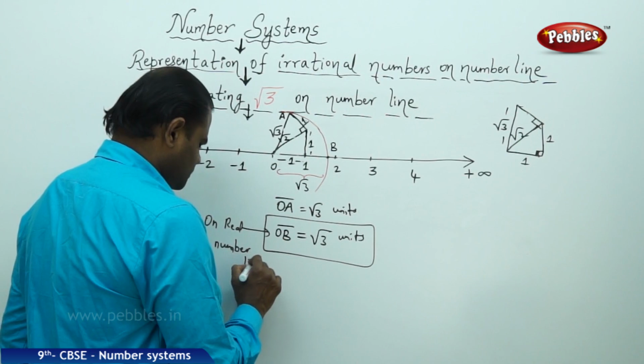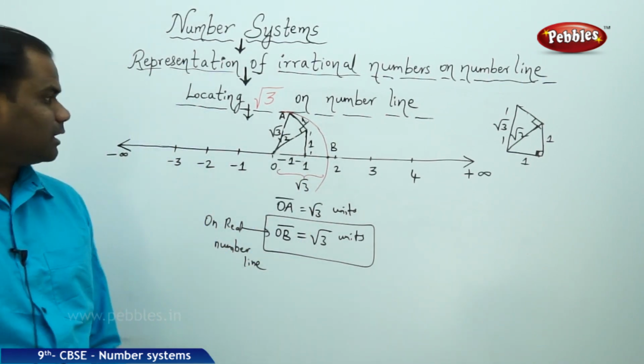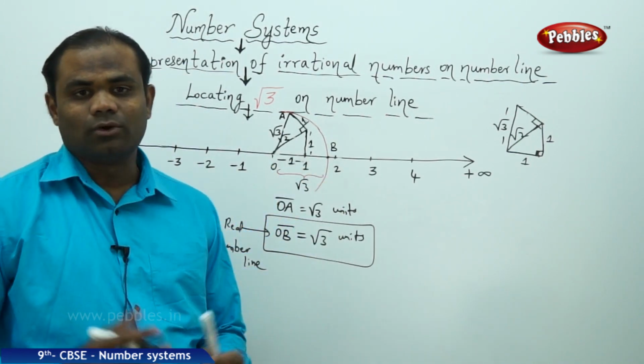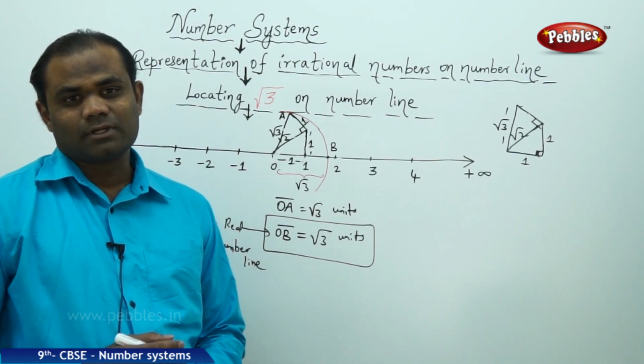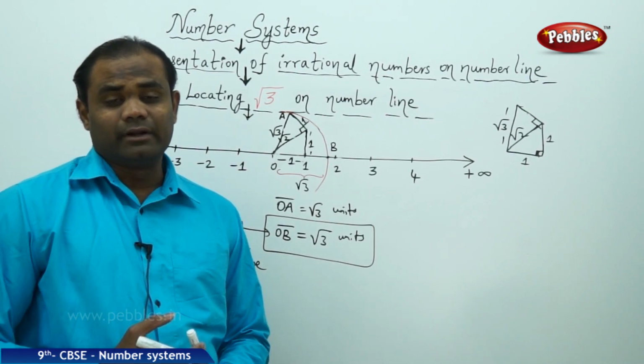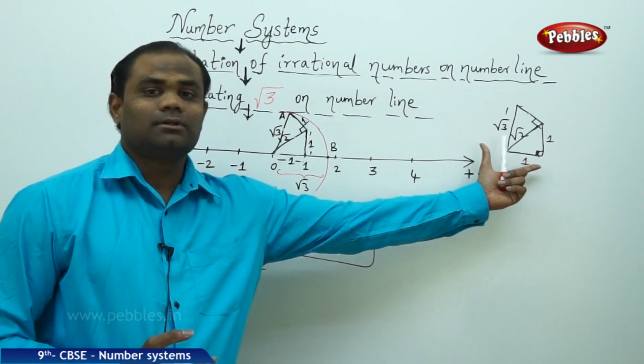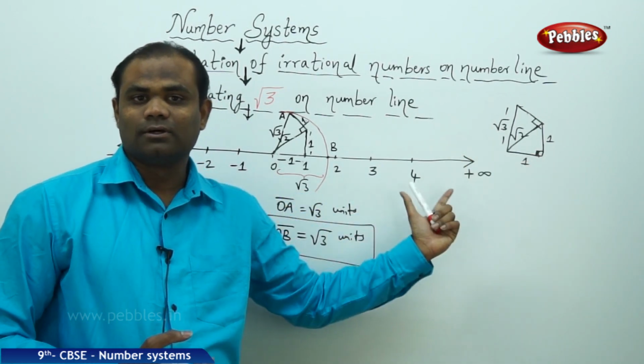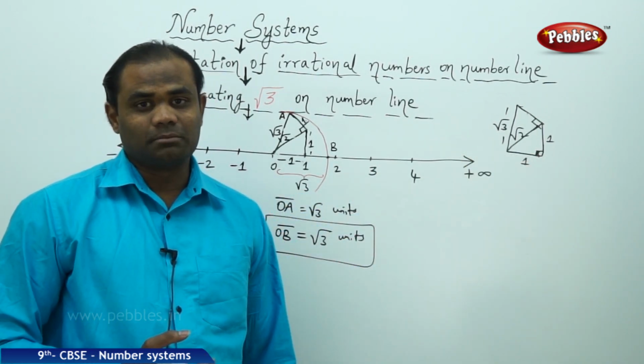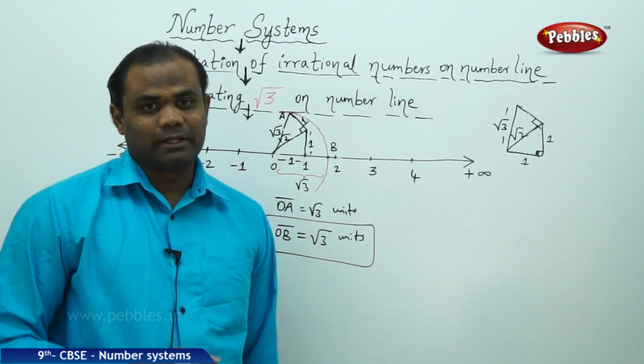On the real number line, my length OB is root 3 units, which is how I locate the irrational numbers through the geometrical processes on the number line.